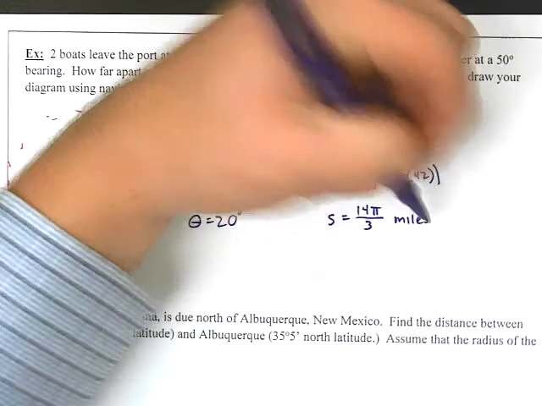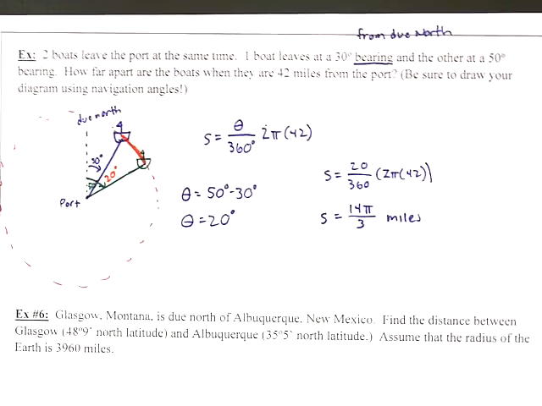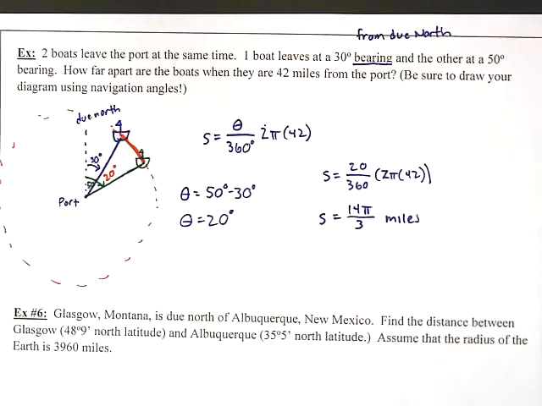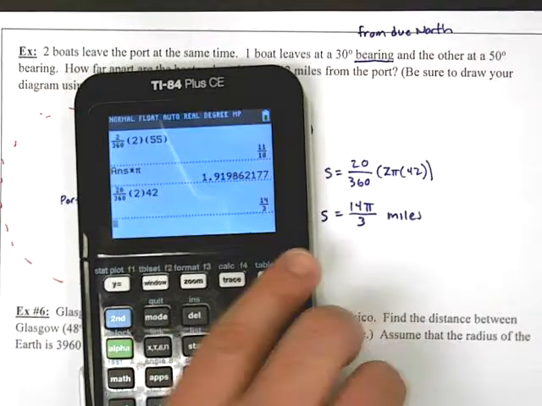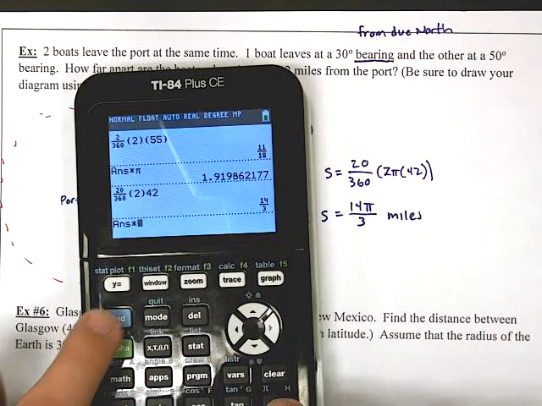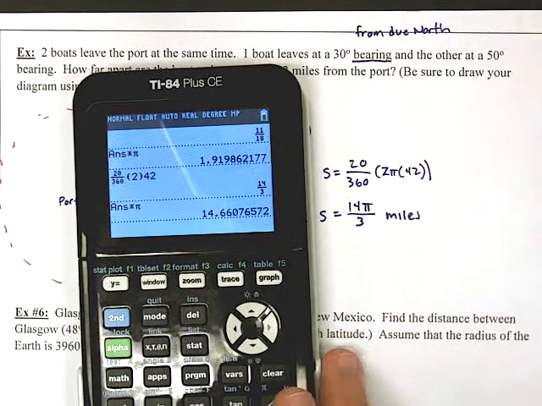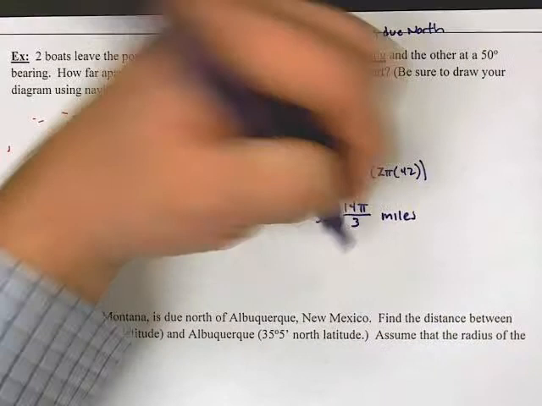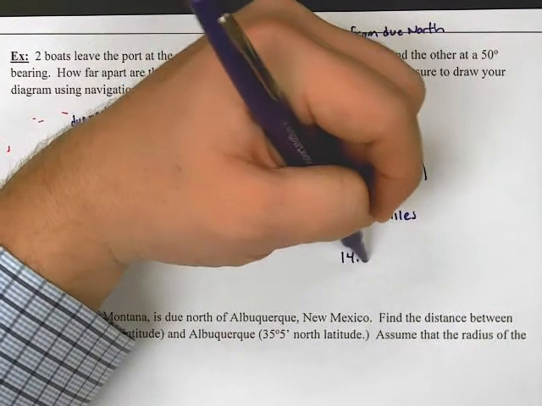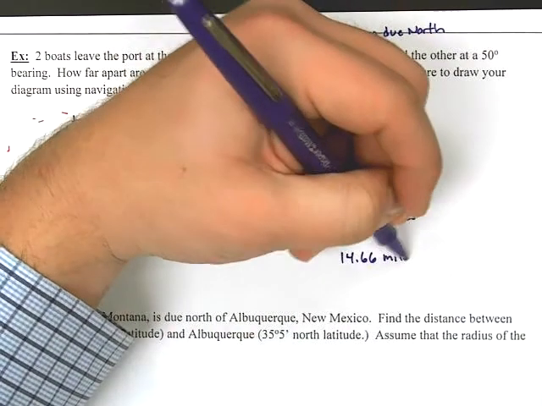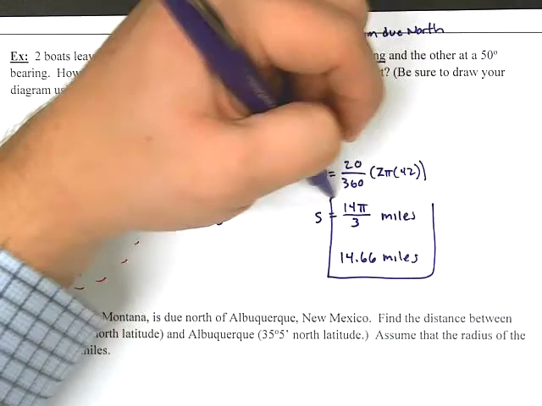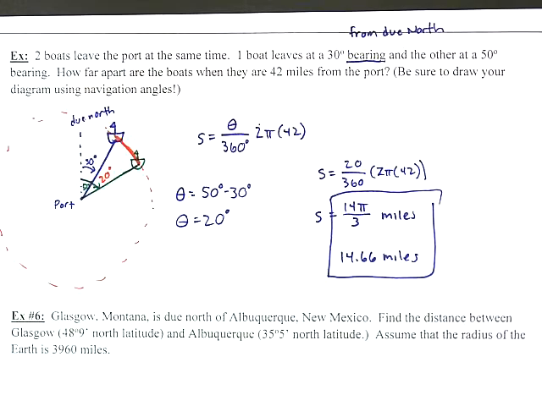But again, I don't think people are going to give you an answer like that if we're talking about actual units of measure. So I'm going to multiply this by pi and get 14.66 miles. All right? I'll box both just so I have them, and there we go. All right, last problem.